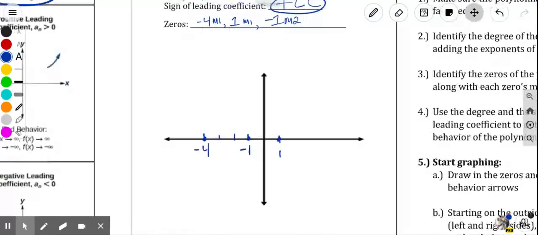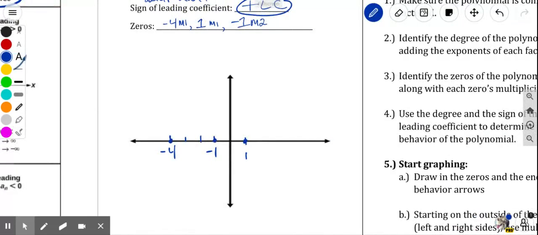So watch, I'll show you. I have my zeros drawn in. Now I'm going to draw in this one going up and this one going up. And again, I got that from even degree, positive leading coefficient. I looked at the chart. Now we have to make the actual graph part.